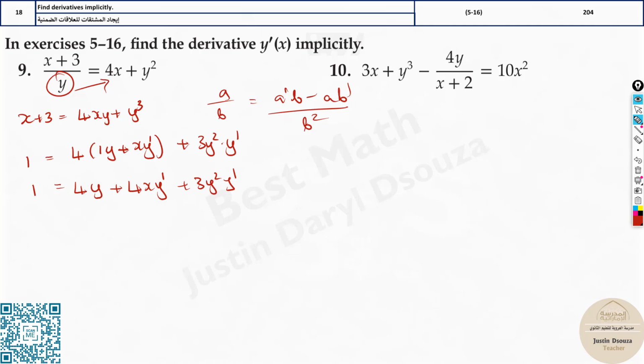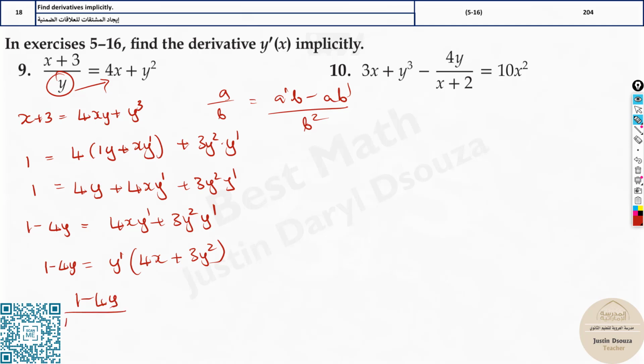And now let's take this 4y to the other side. It will be 1 minus 4y, that is equal to 4xy prime plus 3y square y prime. Now let's take this y prime common outside. It will be y prime into 4x plus 3y squared, and over here we have 1 minus 4y, isn't it? Let's take this whole thing to the other side. We get 1 minus 4y divided by 4x plus 3y squared. That is y prime. I hope this is clear.